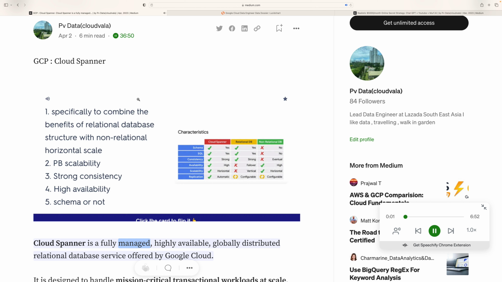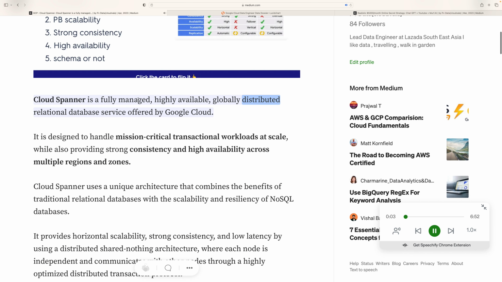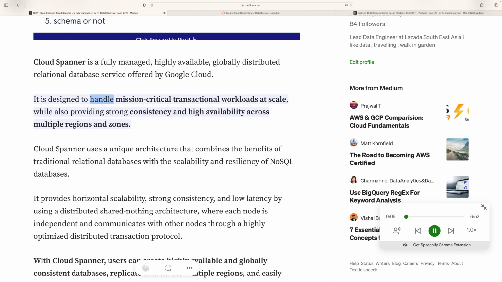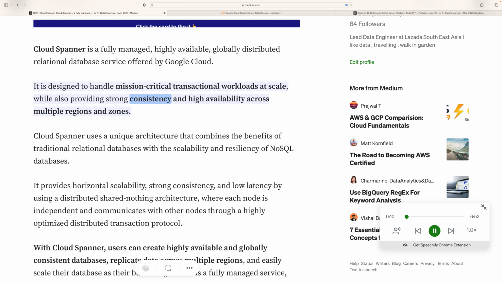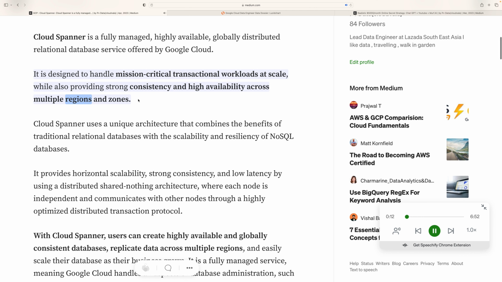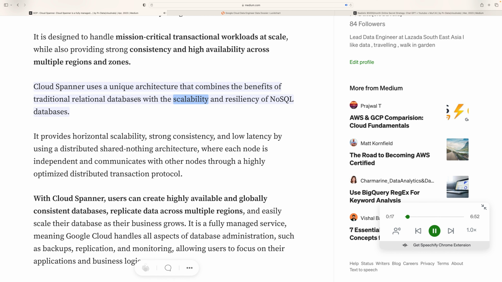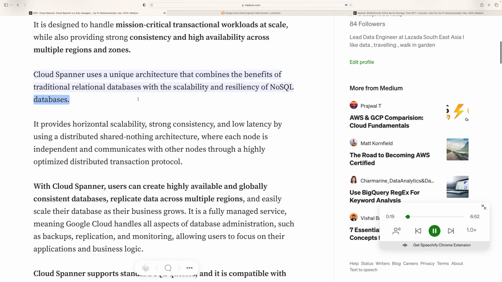Cloud Spanner is a fully managed, highly available, globally distributed relational database service offered by Google Cloud. It is designed to handle mission-critical transactional workloads at scale, while also providing strong consistency and high availability across multiple regions and zones. Cloud Spanner uses a unique architecture that combines the benefits of traditional relational databases with the scalability and resiliency of NoSQL databases.